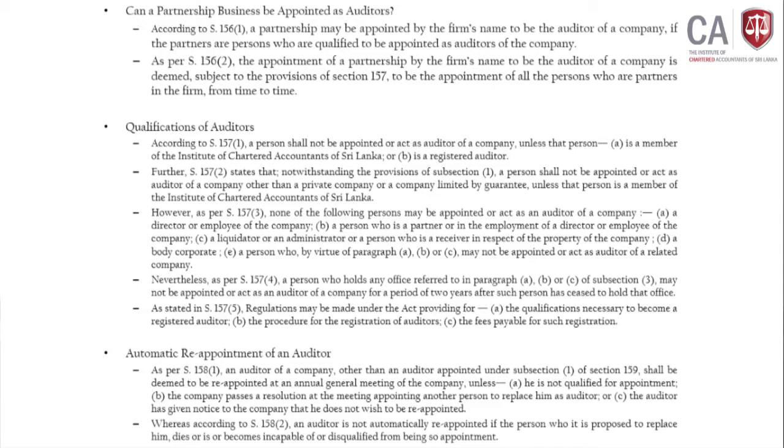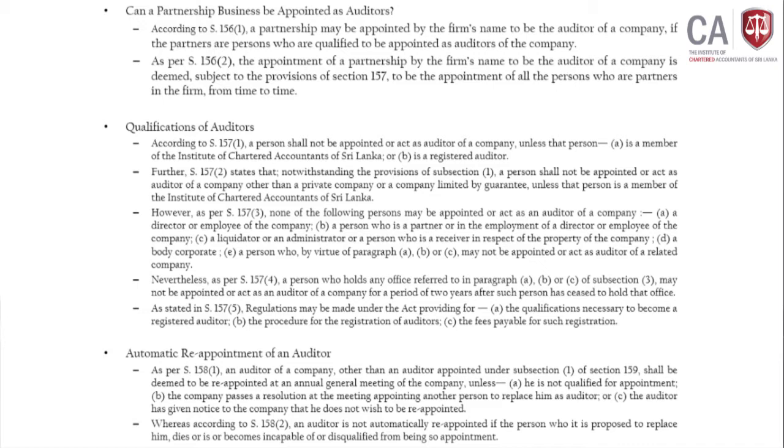As per section 156(2), the appointment of a partnership by the firm's name, as mentioned earlier, to be the auditor of the company is deemed subject to the provisions of section 157. 157 deals with the qualifications of auditors. So, it is the appointment of all the persons who are partners in the firm from time to time. Therefore, the partnership business of auditors needs to fulfill that the auditors in that partnership are having the proper qualifications as of section 157.